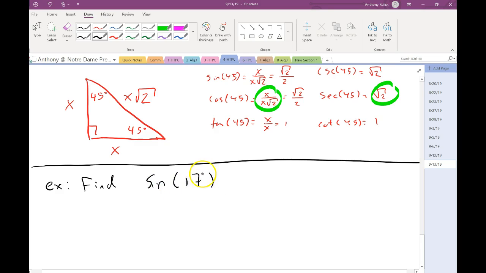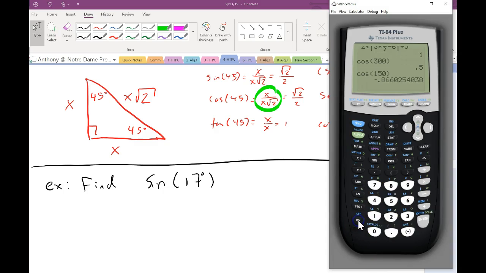What if I just ask you to find sine of 17? How would I do that? Use your calculator is the correct answer. So, when I use my calculator to do sine of 17, what do I need to make sure I do before I type this in?